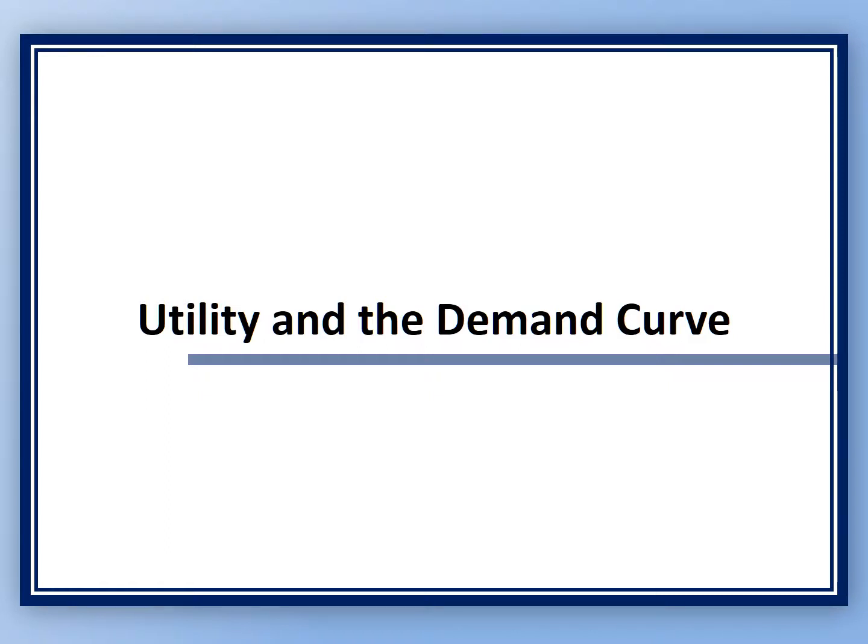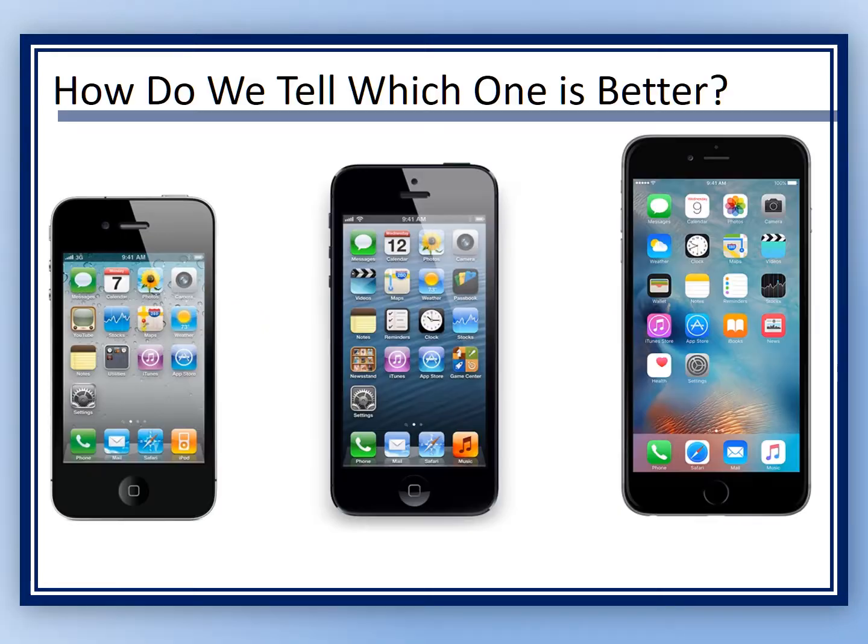Numbers, formulas, diagrams. So let's say what we have here is iPhone 4, iPhone 5, and iPhone 6. How do you tell which one is better? One way is the bigger the better, right? I mean, obviously, iPhones have been growing in size, right? It's getting bigger and bigger.